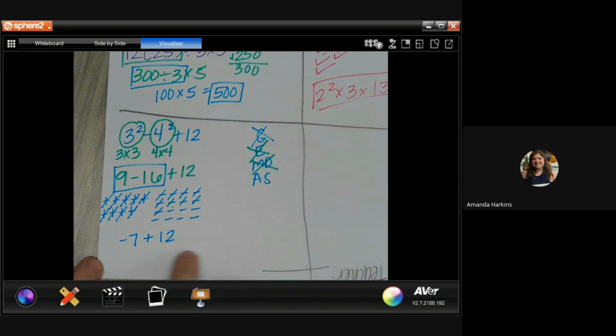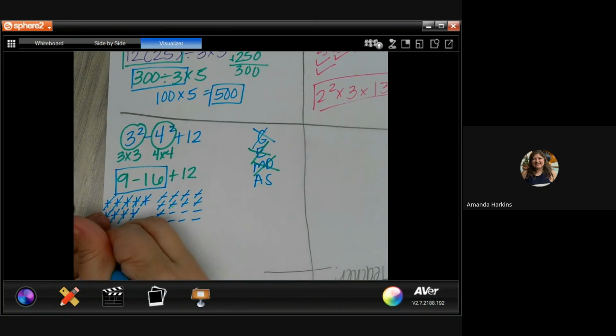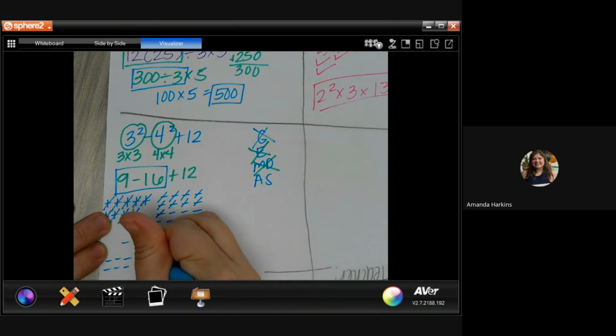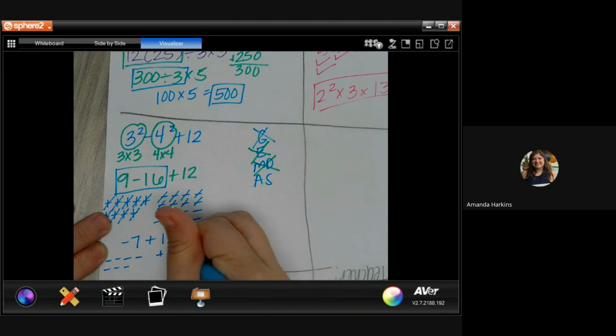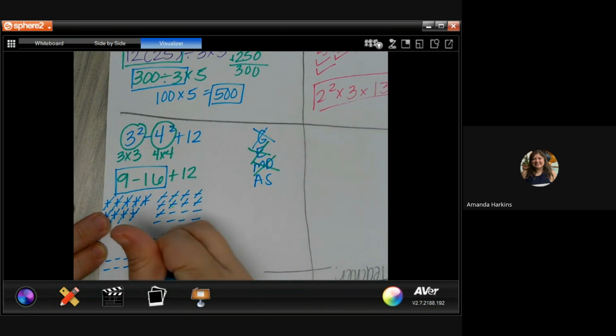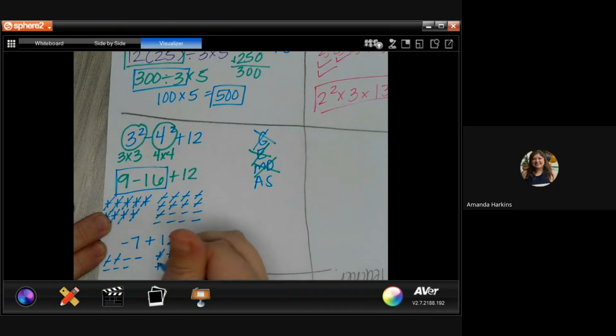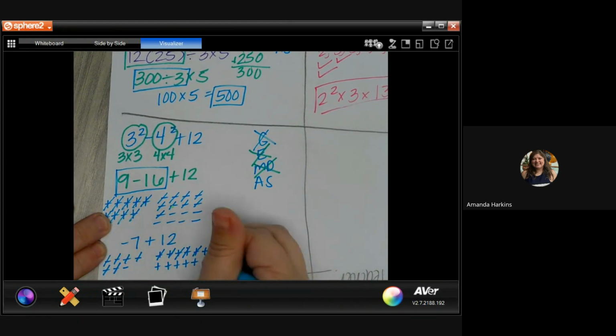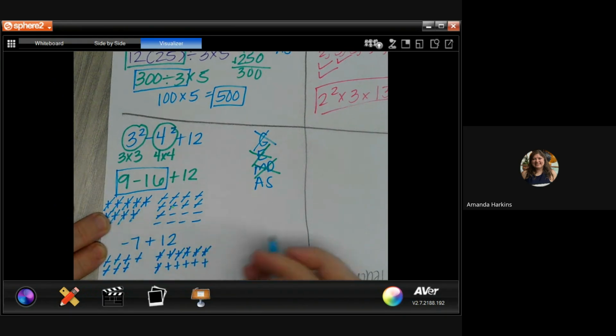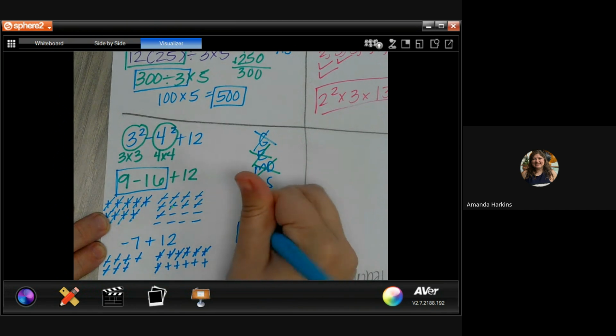They are different signs. So remember, I have 7 negatives and 12 positives. A positive and a negative zero out. So my answer would be a positive 5.